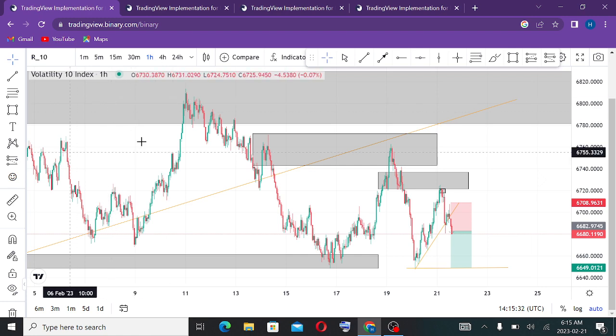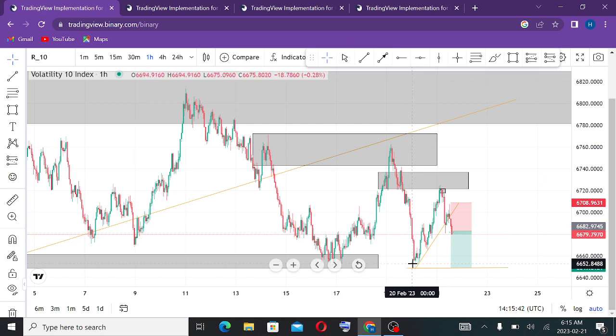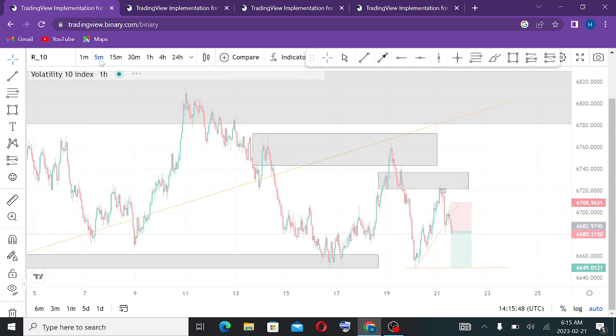Now we saw this buy, but I refused to take it because I was not sure of it. I needed the market to retrace into this zone here, at least into this place, before I could take my buy into this level. But I didn't see that. I didn't see a clear formation. Let me just go to the 5 minutes time frame and show you what I saw.